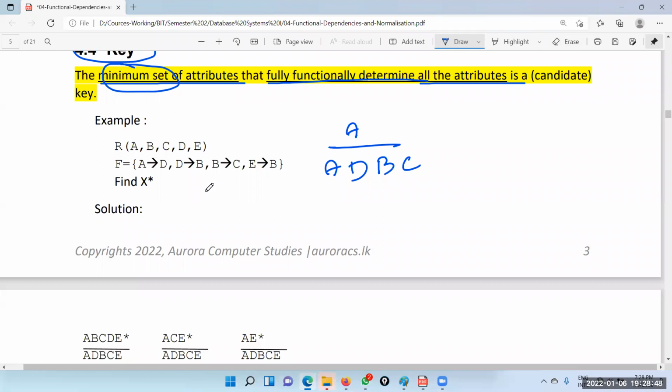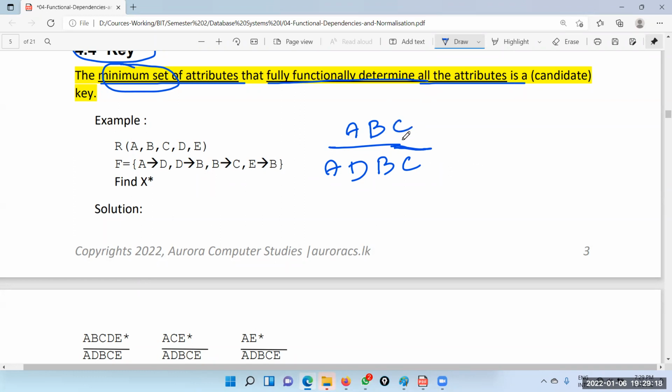Now you can see A, D, B, C, D is there. If E is also there, A is a candidate key, but unfortunately E is not there. So therefore A is not a key. Now let's add B also. Let's see whether the A-B combination is a key. Now B determines C. Of course, B is already there, C is already there. Still it doesn't work. Still E is not there.